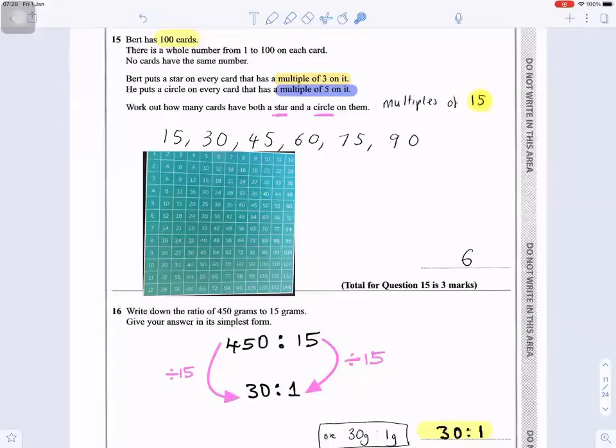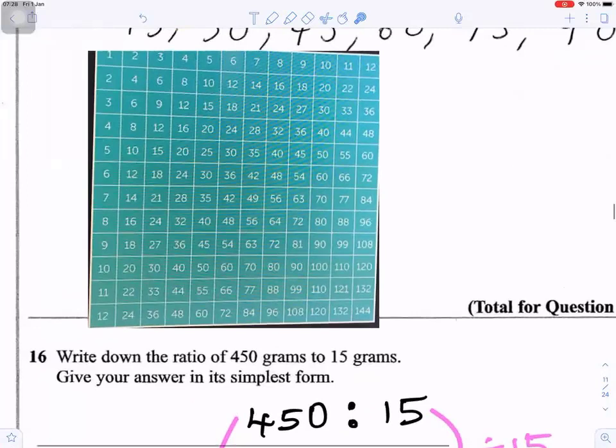So these are the multiples of 15. You would have 15, and then 30, 45, and so on. You can use a chart like that to help you work out the multiples of 15.